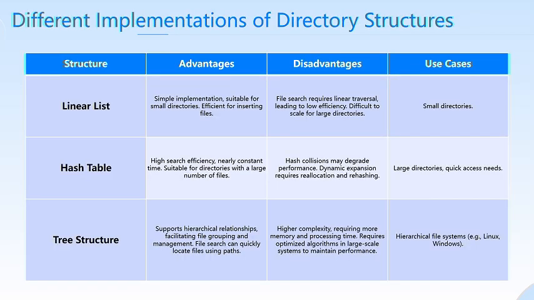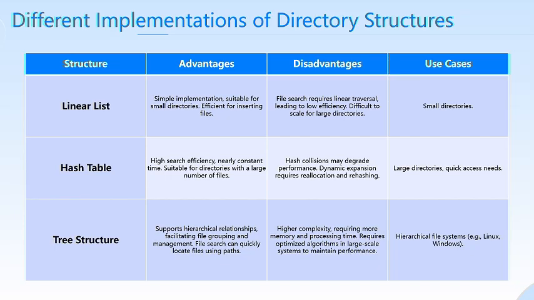And there are different implementations of directory structures. First is linear list. It stores file names as a simple list with metadata recorded sequentially. It is simple to implement, efficient for inserting files in small directories, but it is low efficiency and not scalable for large directories. And there is hash table.